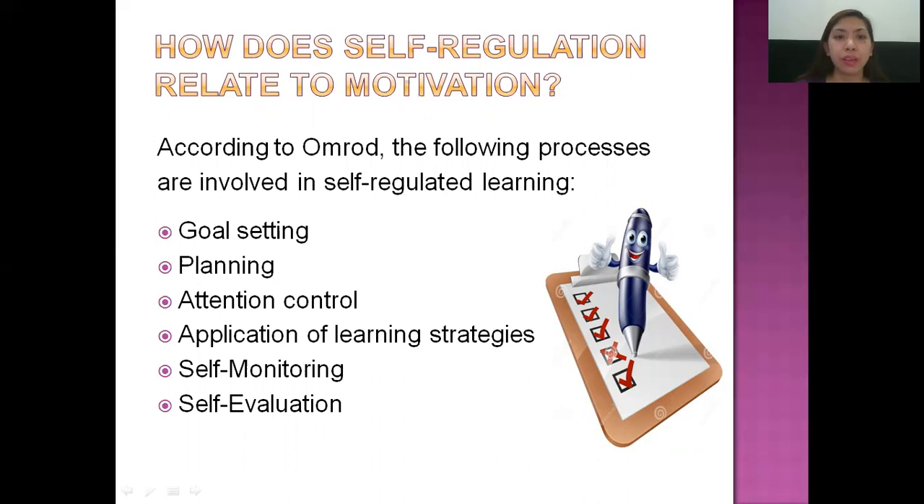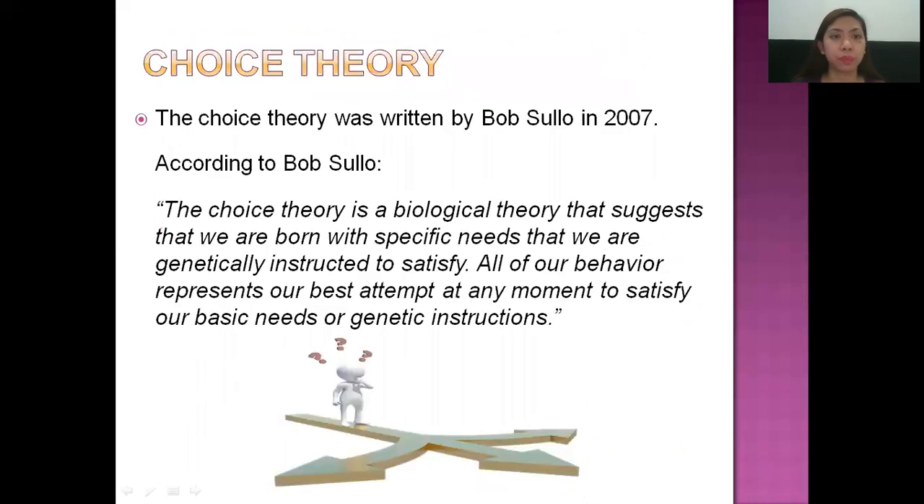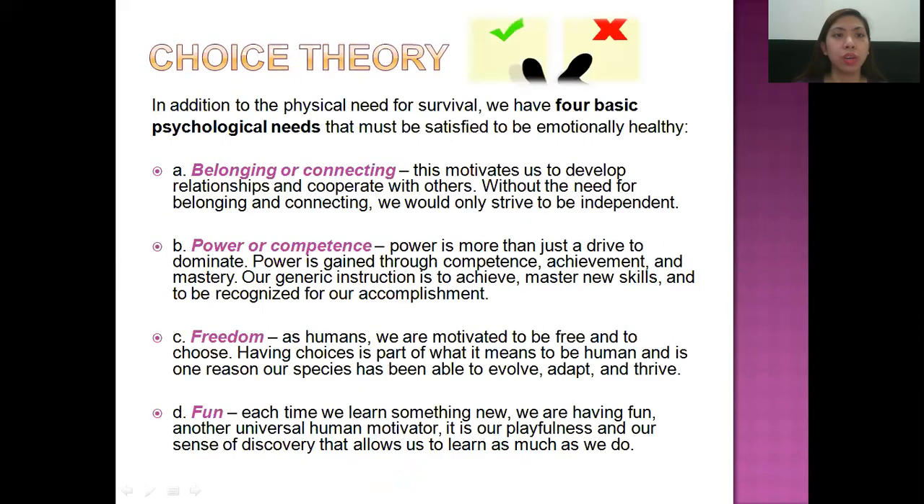First is goal setting, then planning, attention control, application of learning strategies, self-monitoring, and self-evaluation. Let's move on to the choice theory that was written by Bob Sulo in 2007, and according to him, the choice theory is a biological theory that suggests that we are born with specific needs that we are genetically instructed to satisfy. All of our behavior represents our best attempt at any moment to satisfy our basic needs or genetic instructions. There are 4 basic psychological needs that must be satisfied to be emotionally healthy.